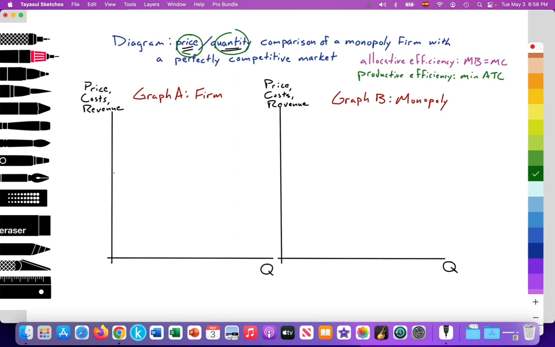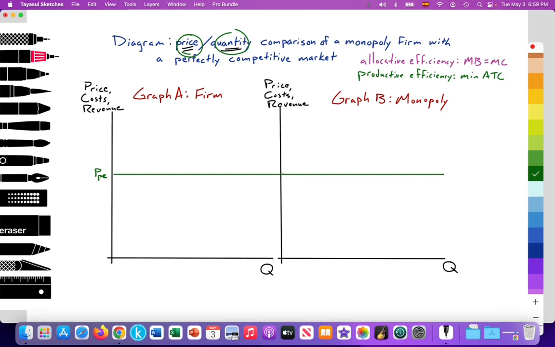Okay. Now the first thing I'm going to do is illustrate the perfectly elastic price that's established by the industry that the firm must accept. That'll be the first thing I'll illustrate. So here's that perfectly elastic price. And I'm going to label this price for the perfectly competitive firm, accepting that perfectly elastic price from the industry.